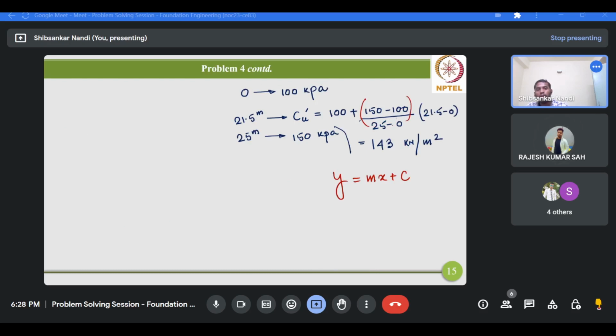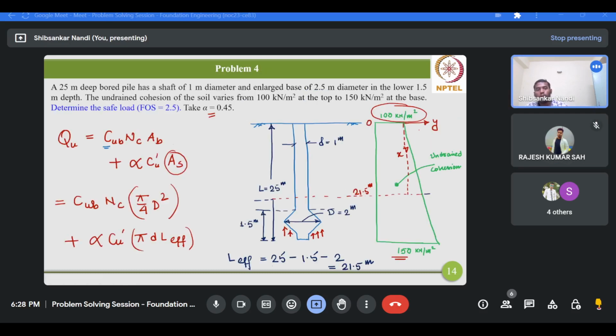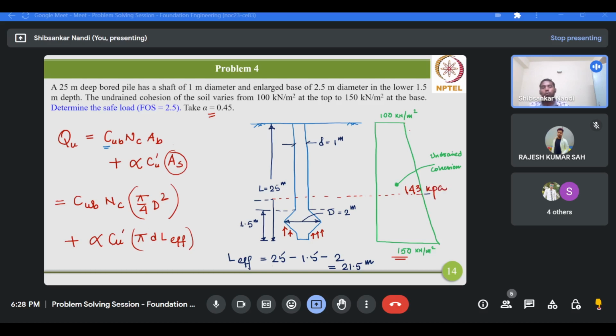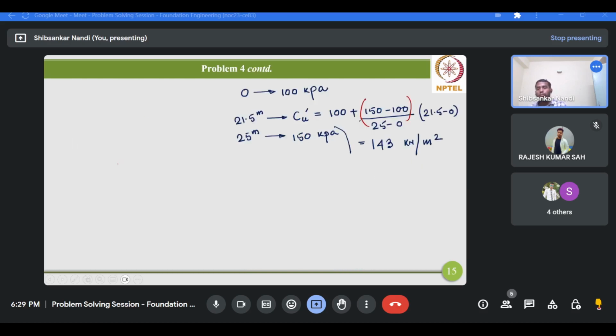Okay, sir. So I hope you have got this value, 143 kPa. So this value is your 143. Now for the calculation of Cu prime, we have to take the average of these two, 100 and 143.